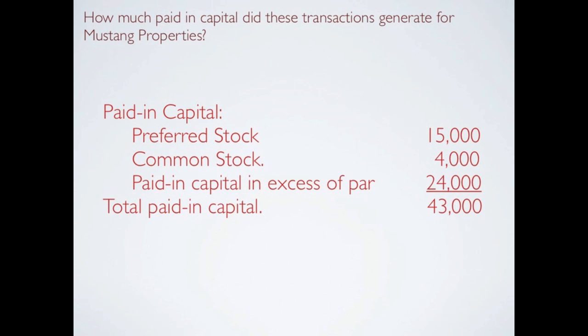So we go get our preferred stock, which was $15,000, our common stock, which was $4,000, and our paid-in capital in excess of par. I believe there were 2 transactions with that, which totaled $24,000. If we add up the 3, we get total paid-in capital of $43,000.